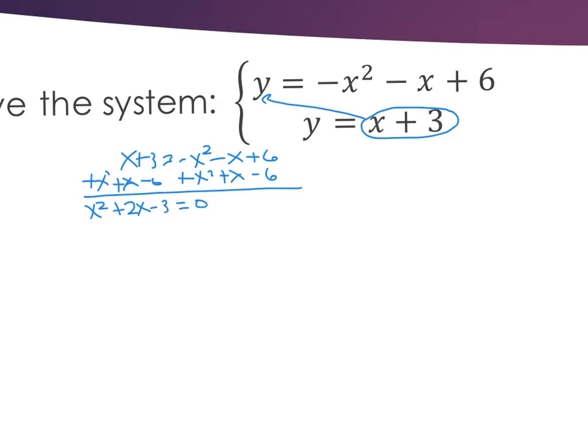And now I'm going to ask myself, can I factor this? Well, we can. This factors too. Factors of negative 3 that add to give me 2 are positive 3 and negative 1.